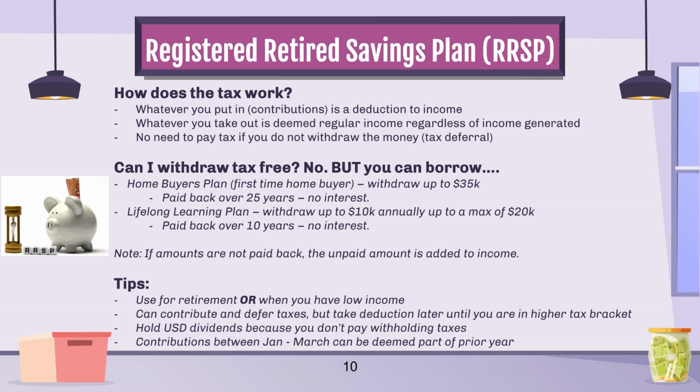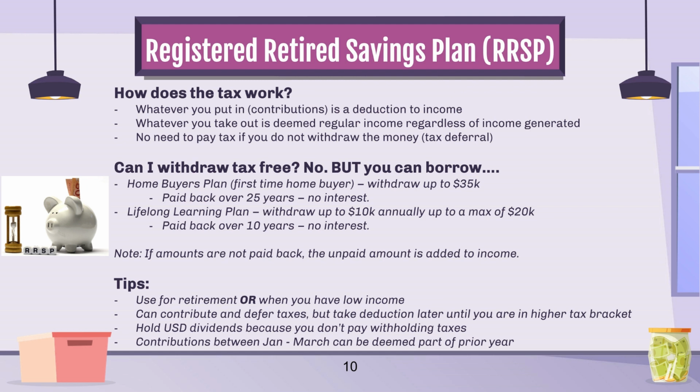Whatever you take out of your RRSP is deemed regular income, regardless of how it was generated. So for example, if you had money in your RRSP and you bought some stocks and it had great gains and you made a 5,000% return, whenever you take out that money, it's not deemed as capital gain anymore, it's just deemed as normal income. So the tax implications would be the same as if your salary suddenly went up that year.